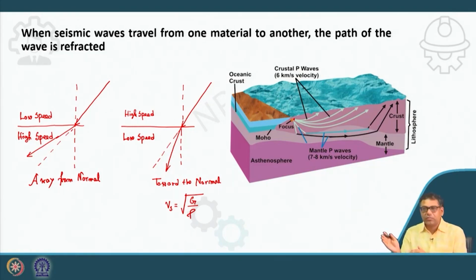Now it will travel through the mantle, and when it reaches the boundary between the mantle and the crust, it goes from low speed material to high speed material to low speed material. From crust to mantle, low speed to high speed material, this ray will move away from the normal. Now when it reaches the boundary of mantle and crust, it goes from high speed material to the low speed material. In this case, the wave will move towards the normal.